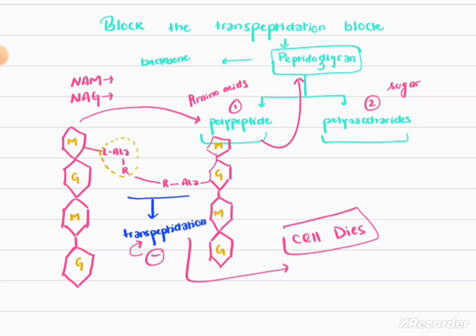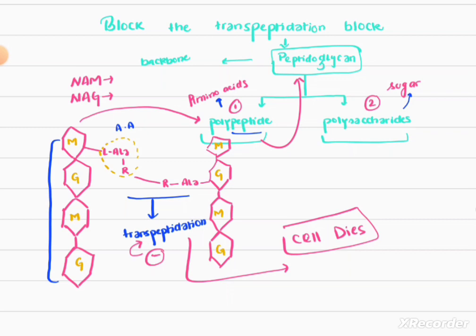I'm going to recap it. In the peptidoglycan, which is the backbone of the bacterial cell wall, we have two components: a polypeptide, which is a chain of amino acids, and a polysaccharide, which is a chain of sugars. In the structure, these are the sugars, and along with these sugars the amino acid chains are attached, and one amino acid is attached to the amino acid of another chain. This step is known as transpeptidation.